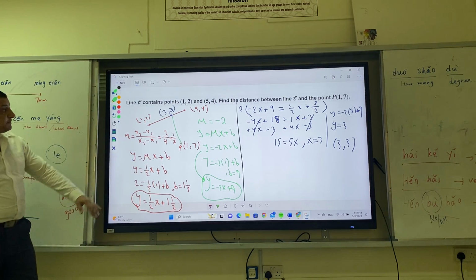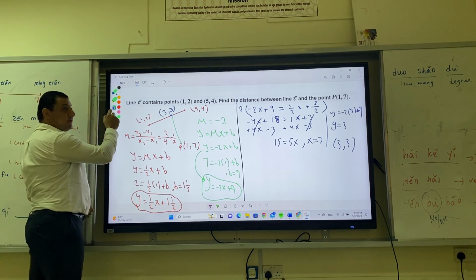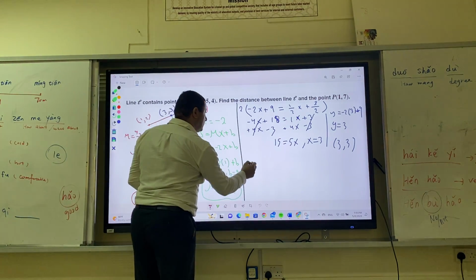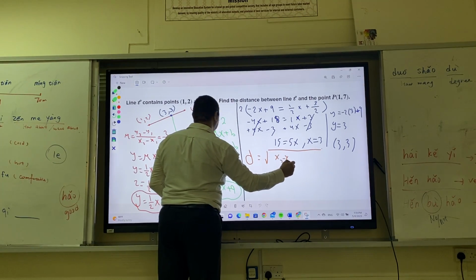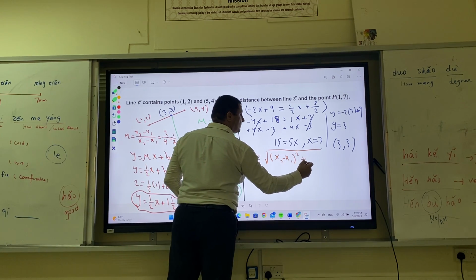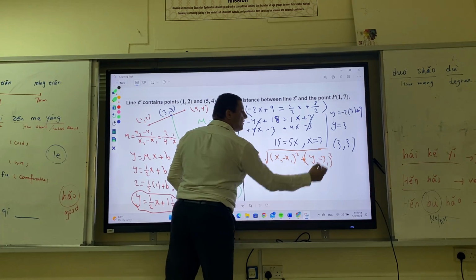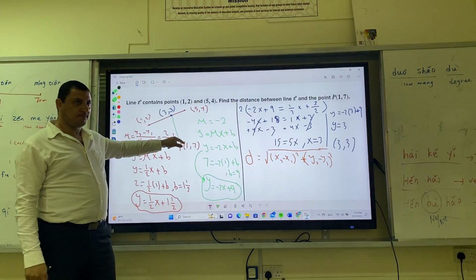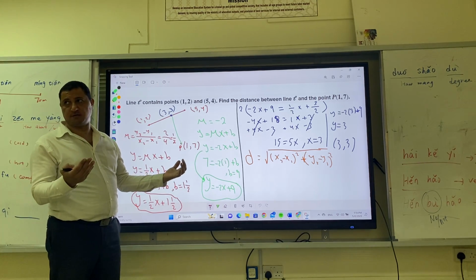I want to find the distance between 1, 7 and 3, 3 using the distance formula. Who can remind me what the distance formula is? d equals the square root of (x2 minus x1) squared plus (y2 minus y1) squared. x1, y1 is one of these points, x2, y2 is the other point. So whatever you start from, keep starting from.